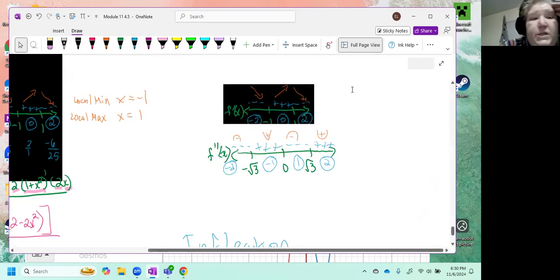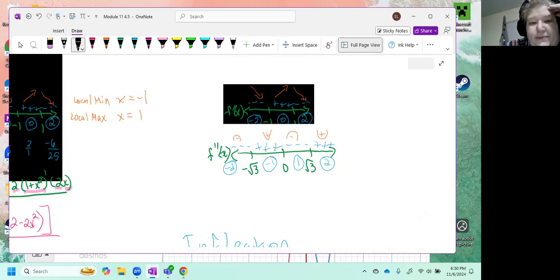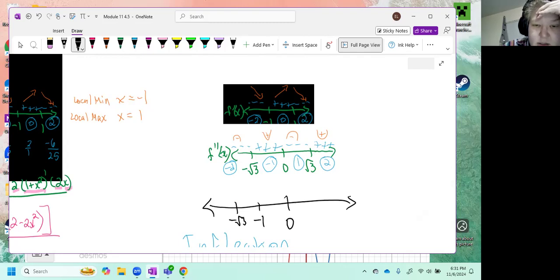And now we are going to make one giant large number line. All my critical values from both of them are going to go on this number line. So -√3, -1, 0, 1, and +√3. All right, so our first derivative said everything before -1 is decreasing. And then our second derivatives told us some information about the concavity there. All right, so decreasing with negative concavity.